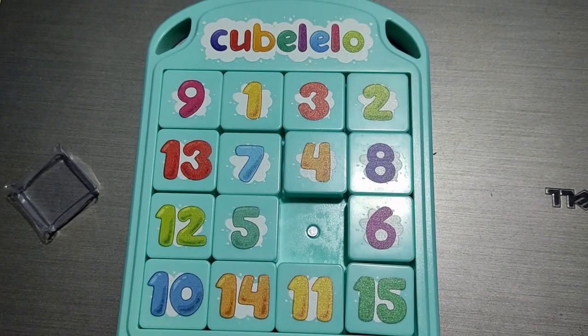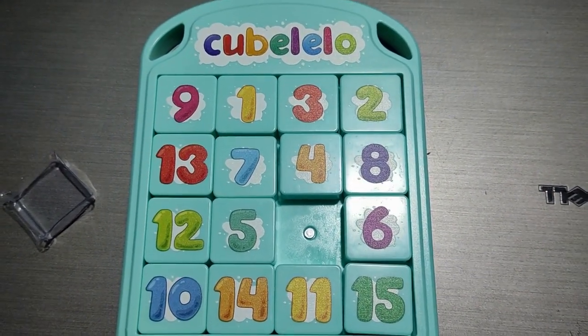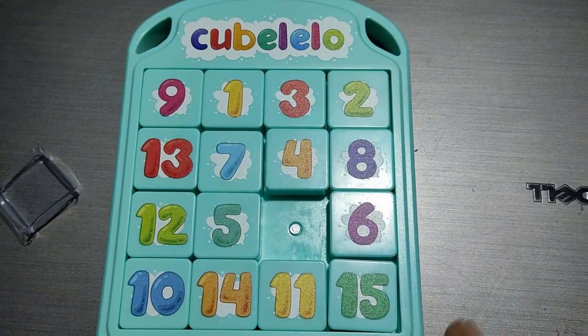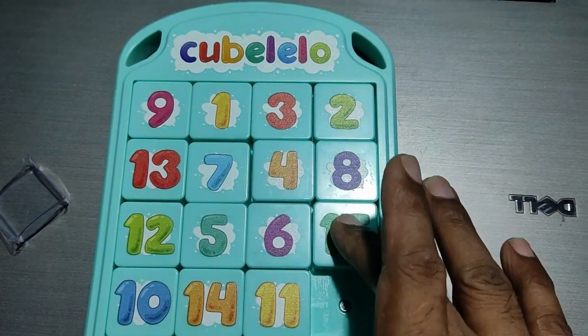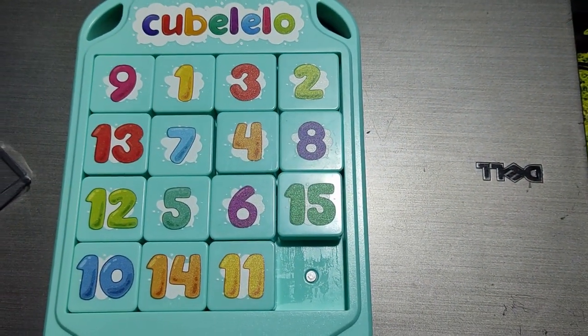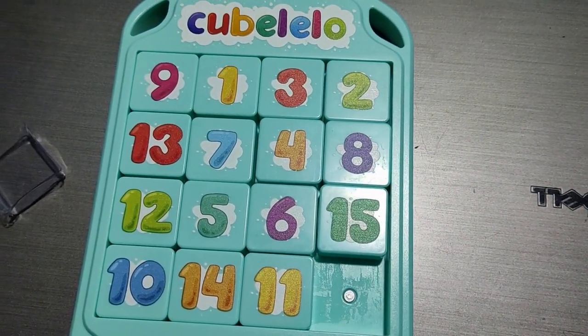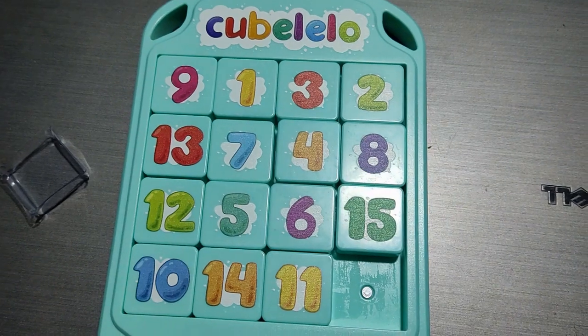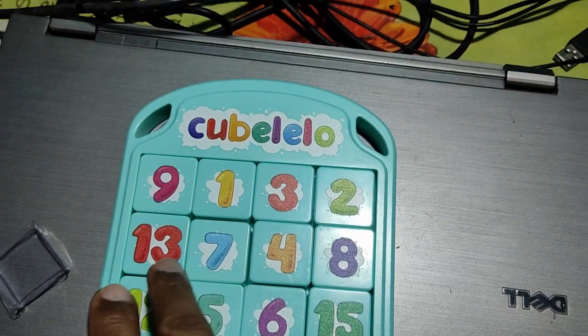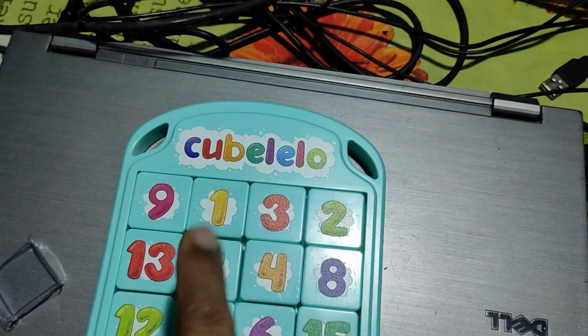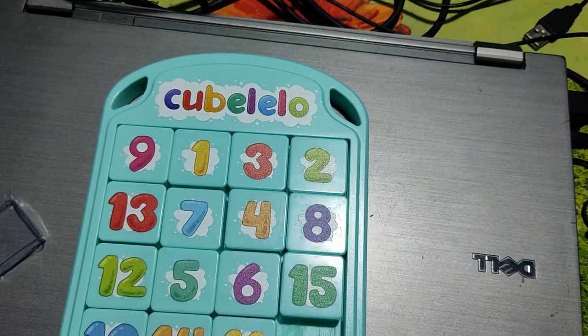Hi, this is the 15 puzzle problem. Here you have 15 tiles, and on this board there is space for 16 tiles. One space is vacant. Your goal is to bring these tiles into the order 1, 2, 3, 4, 5, 6, up to 15.